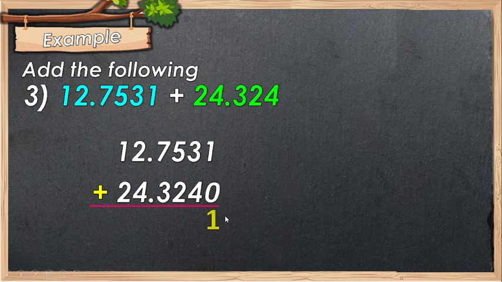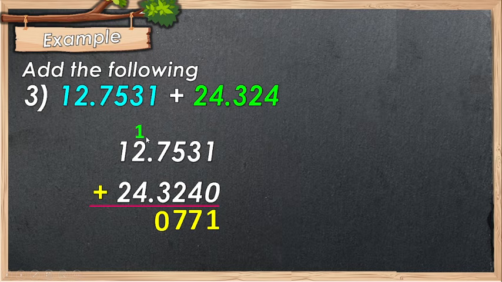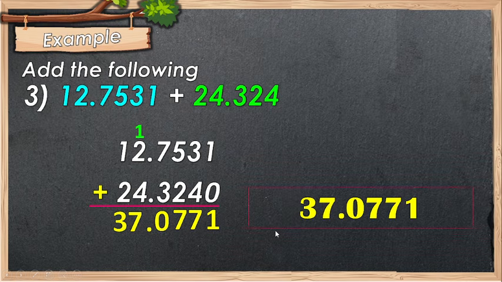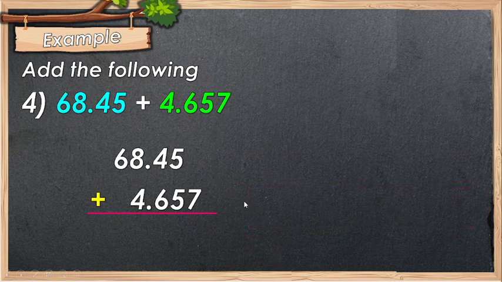0 plus 1, 1. 4 plus 3, 7. 2 plus 5, 7. 3 plus 7, the answer is 10. 0, carry 1. Then 1 plus 2 plus 4, the answer is 7. And then 1 plus 2, 3. So the answer is 37, then a decimal point, and 771 ten thousandths.